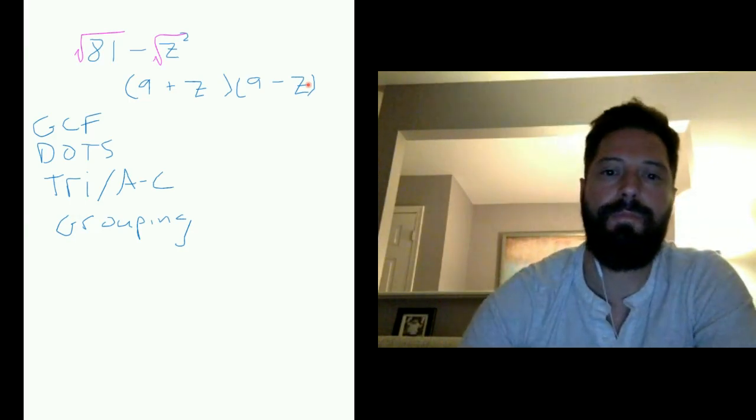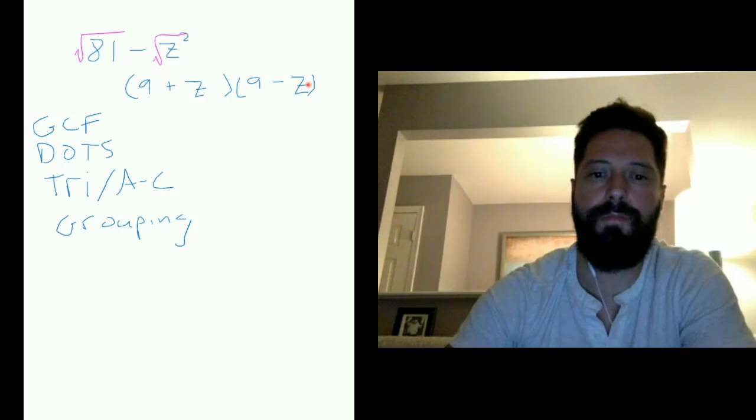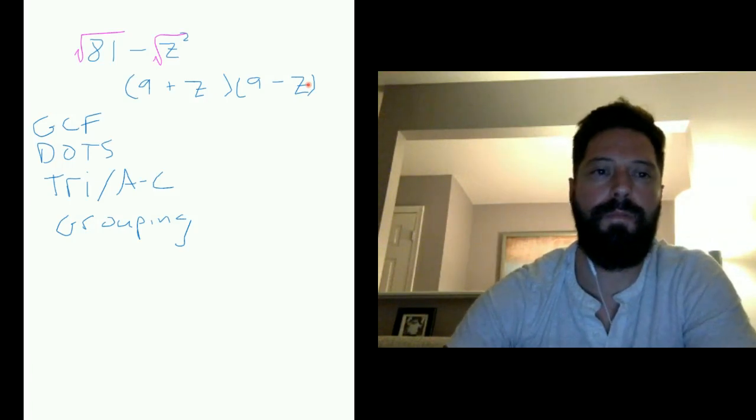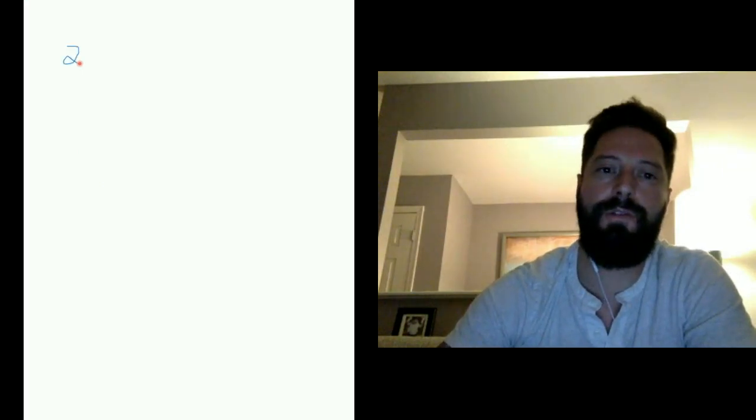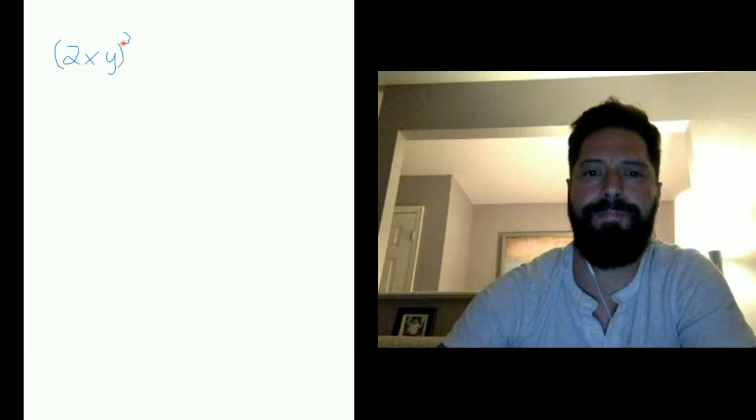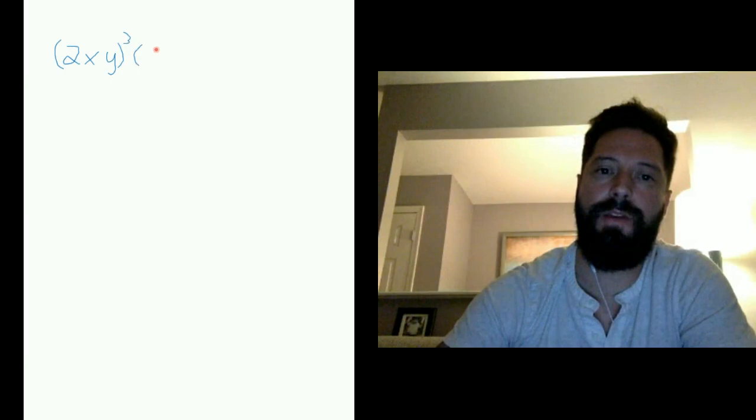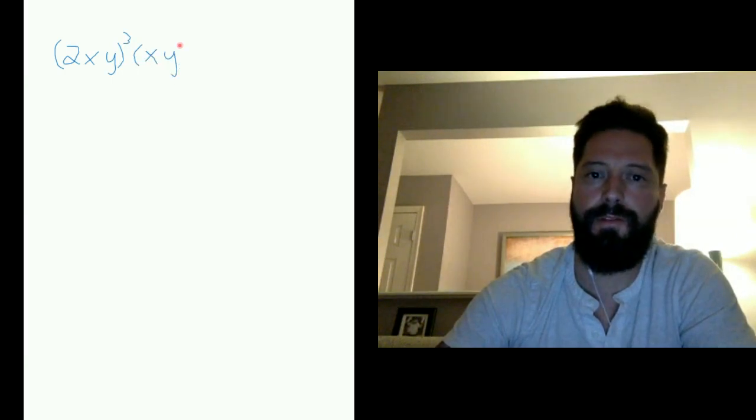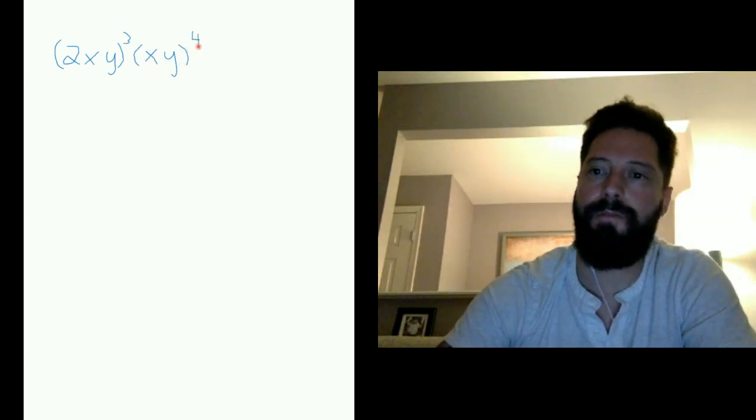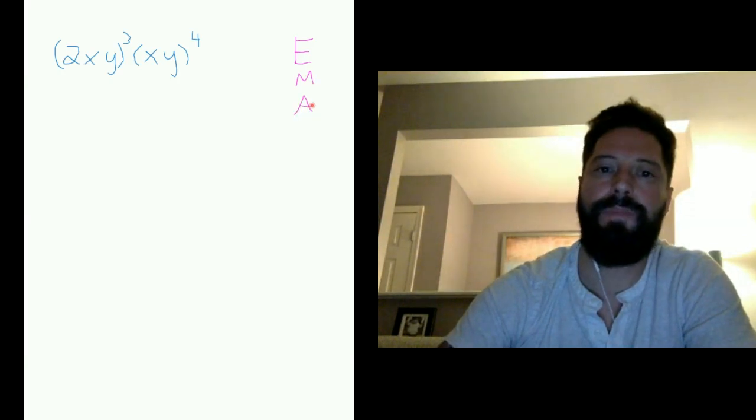Okay, new problem. Let's say that we had 2xy to the third times, I don't know, maybe xy to the fourth. Remember PEMDAS. So we're going to distribute this through first because exponentiation over multiplication will distribute this as well.